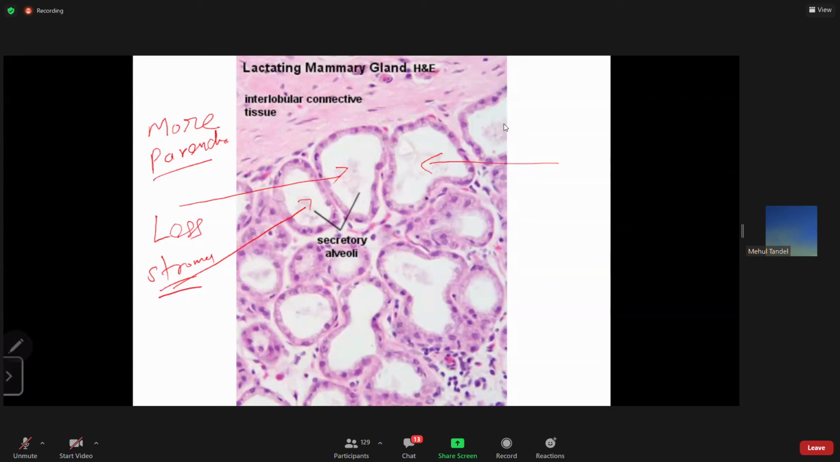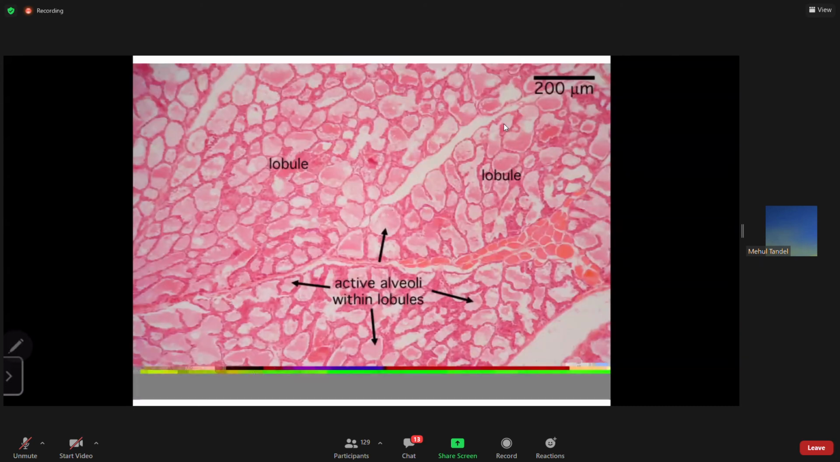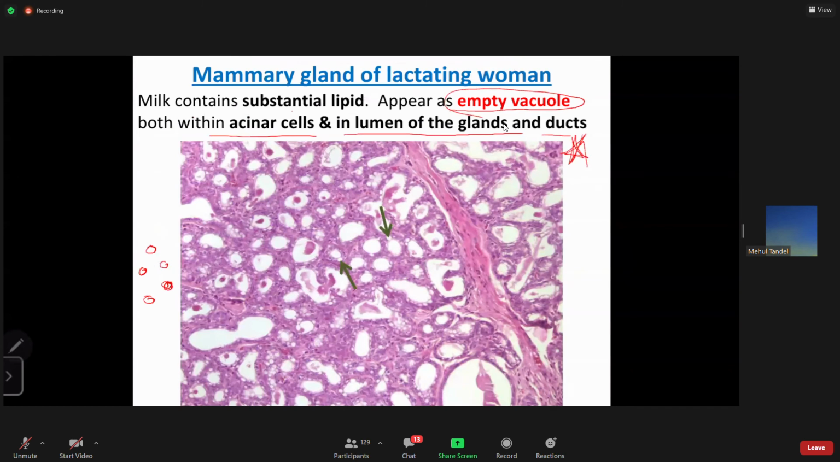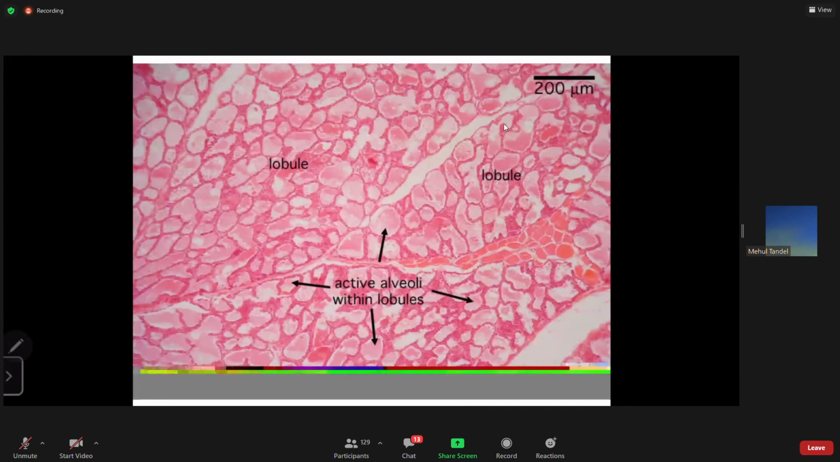More parenchyma, less stroma. Parenchyma contains alveoli distended with milk, and lipid vacuoles are also seen within the cells or inside the lumen. So that is the identification of the lactating mammary gland.